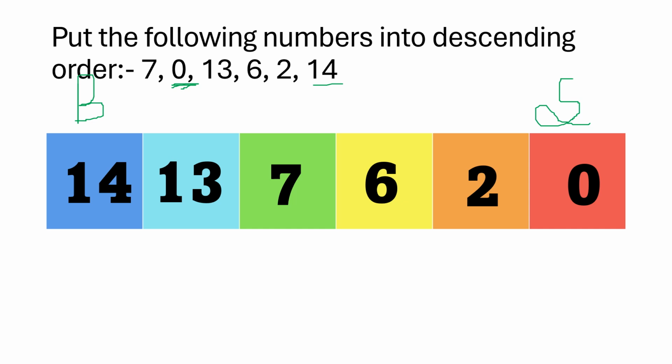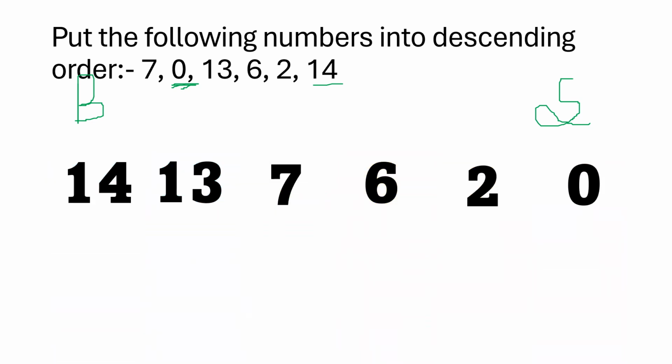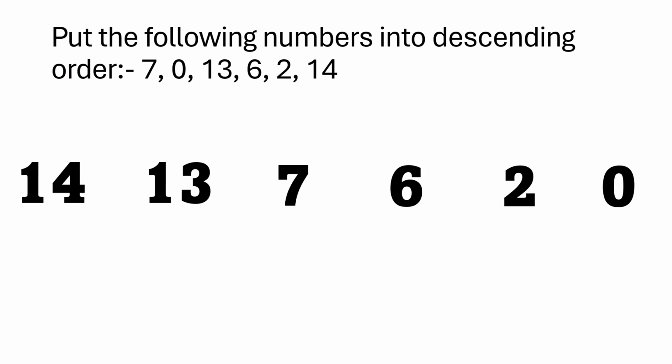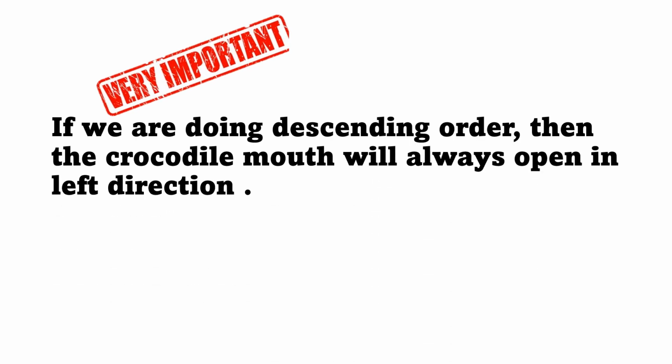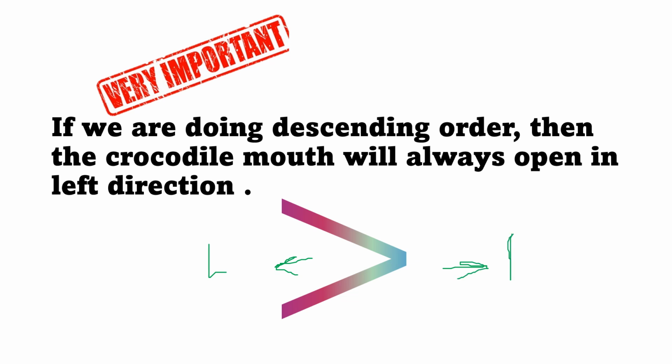So now what is the actual way of doing this? Now let's remove the table and make them apart. Alright, this is fine. Now it is very important to note that if we are doing descending order, then the crocodile mouth will always open in left direction, like this. So this is our left direction, which represents the L, and this is the right direction, which represents the R.